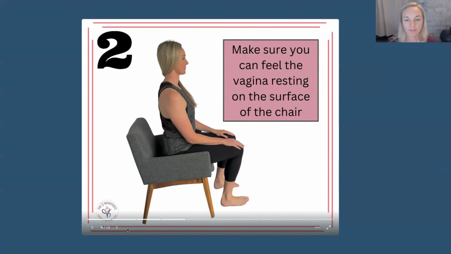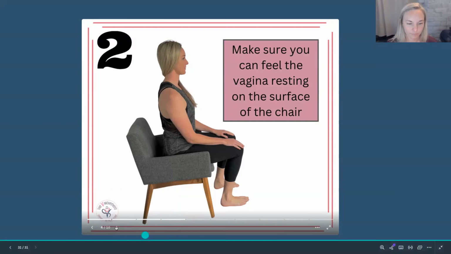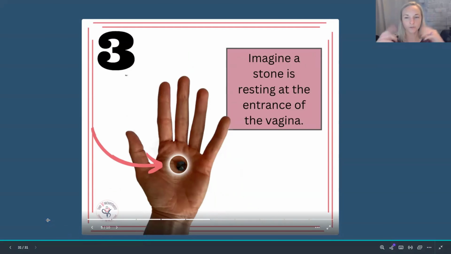From here, if you are AFAB female, I want you to notice your vagina resting on the surface of the chair. If you can't feel that, just kind of rock back and forth and just notice if you can feel at least a little bit of pressure in generally that area, because we're going to bring a focus to that area. If you are AMAB male, you want to feel the area between the rectum and the scrotum, that perineal area.